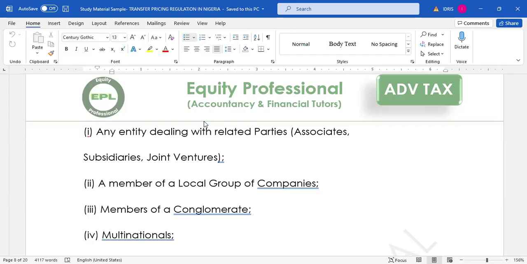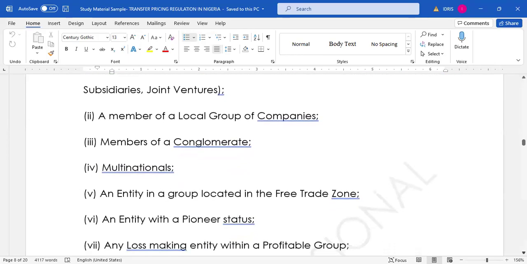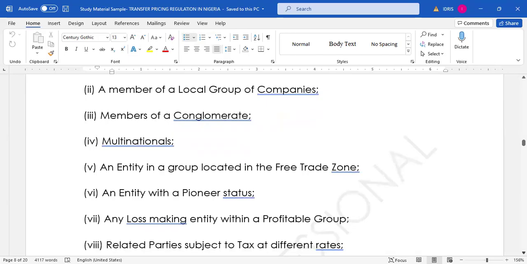Dangote is a local group of companies. Under the Dangote group, we may have Dangote Refinery, Dangote Sugar, Dangote Cement, Dangote Fertilizer. Those companies are related. That means if Dangote Refinery wants to do business with Dangote Cement, they are related, as members of a local group of companies. A multinational company, too, is a connected person. A multinational company means a company that is owned by foreign investors that has a subsidiary in Nigeria.